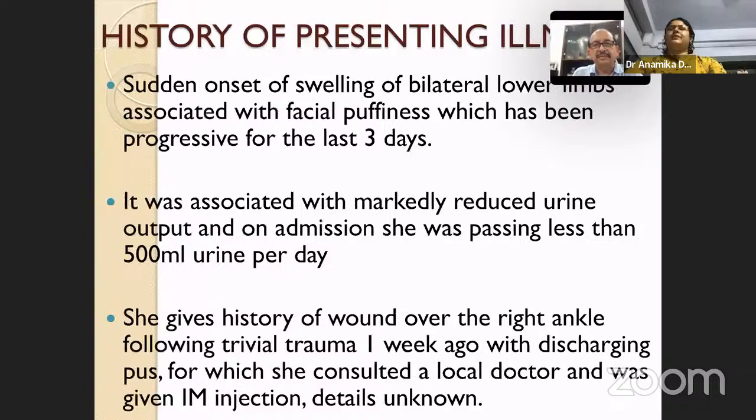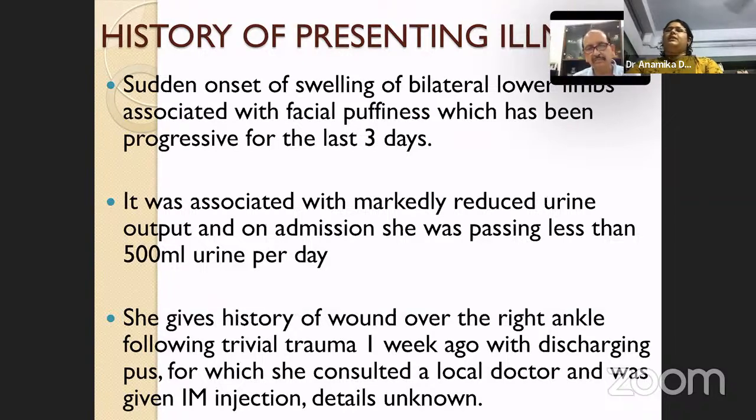So, coming to my history of presenting illness, the patient was apparently well until 3 days back when she noticed sudden onset of swelling of her bilateral lower limbs, which was associated with facial puffiness, which was more in the morning. It has been progressive over the last 3 days, involving her abdomen as well as her upper limbs. She also simultaneously noticed markedly reduced urine output for the last 3 days. On admission, she was passing less than 500 ml urine per day.